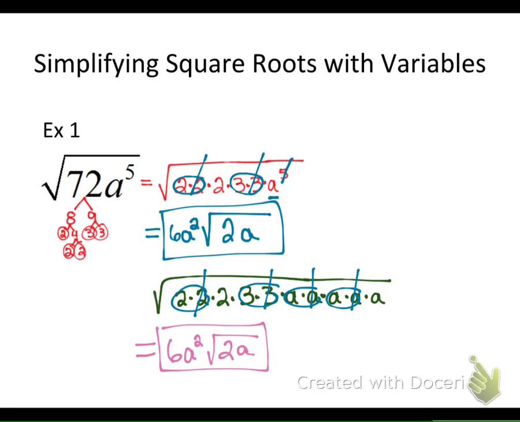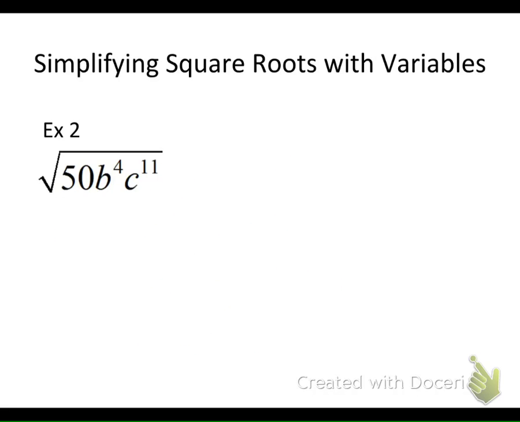Okay, let's take a look at example number 2. I know it's really confusing right now. I feel that with more practice, you guys will become more confident with it. You guys know this. So write out the square root of 50, b to the 4th, c to the 11th.